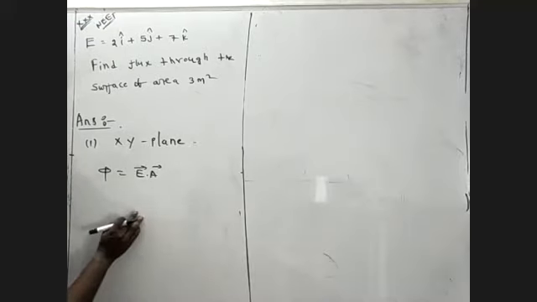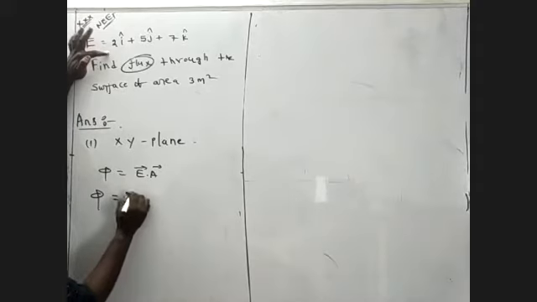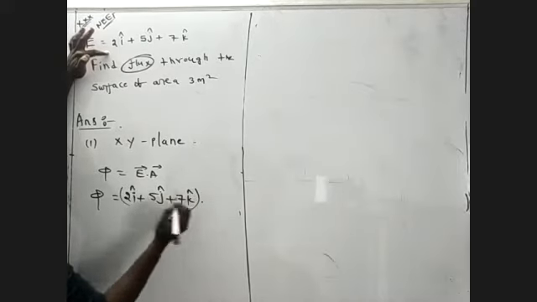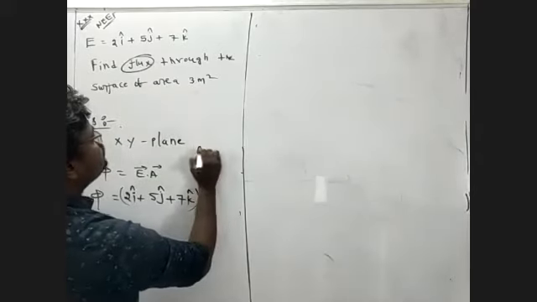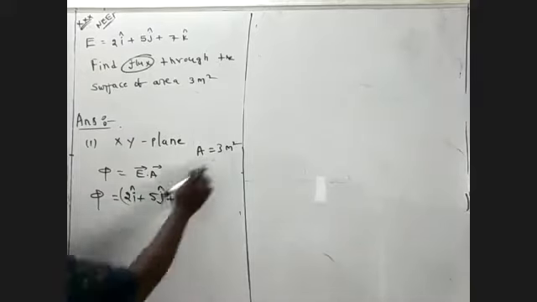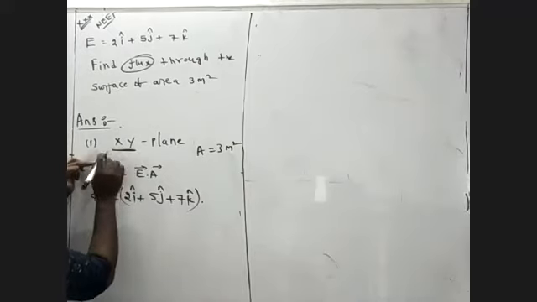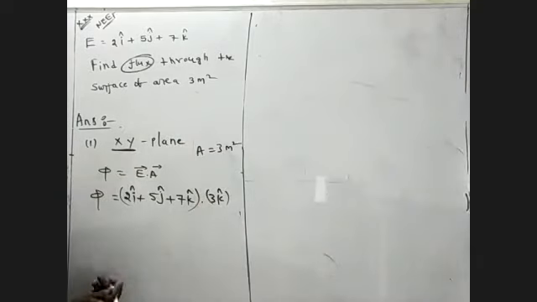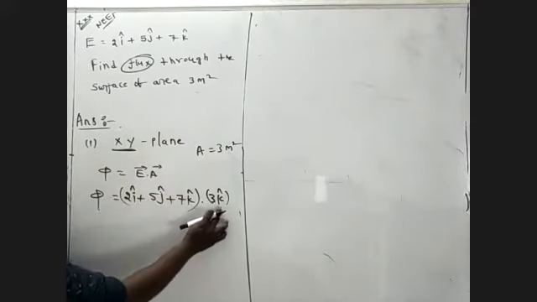Now we want to find the flux, which is E bar dot A bar. E bar means 2 I cap plus 5 J cap plus 7 K cap. A bar means area. The area here is 3 meter square. How can we decide the direction? XY plane means the remaining axis is Z, so we take 3 K cap. Z axis means K cap.